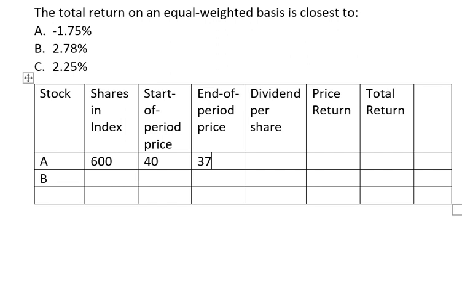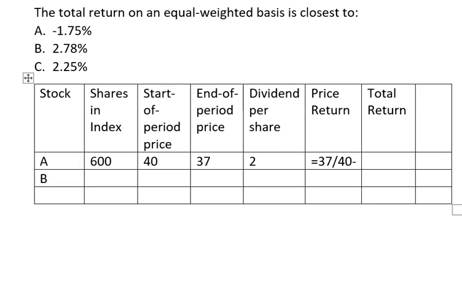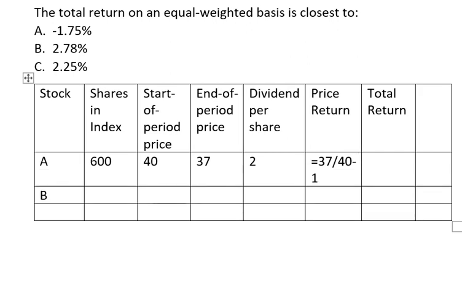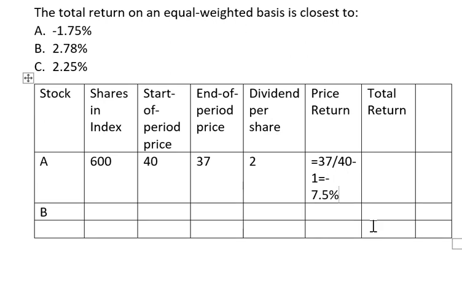The dividend per share for Stock A is $2. Therefore, the price return is 37 divided by 40 minus 1, which equals negative 7.5%.